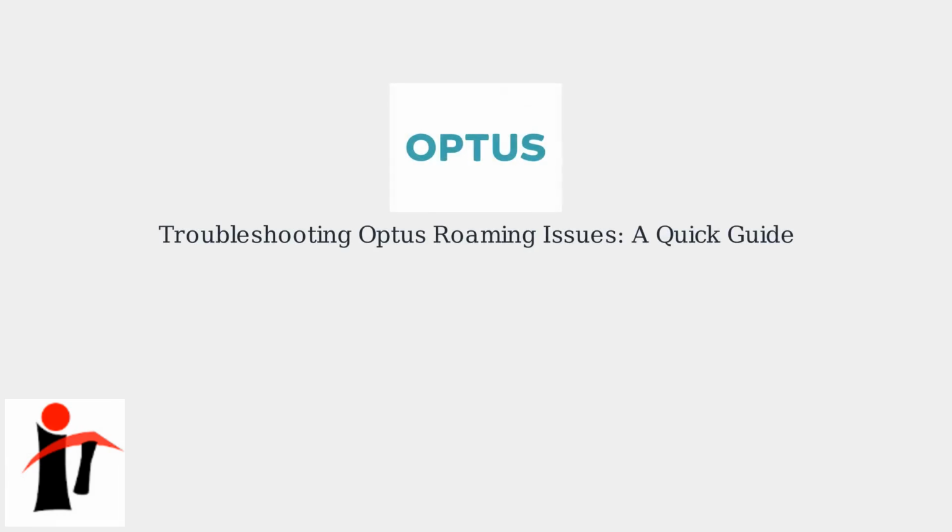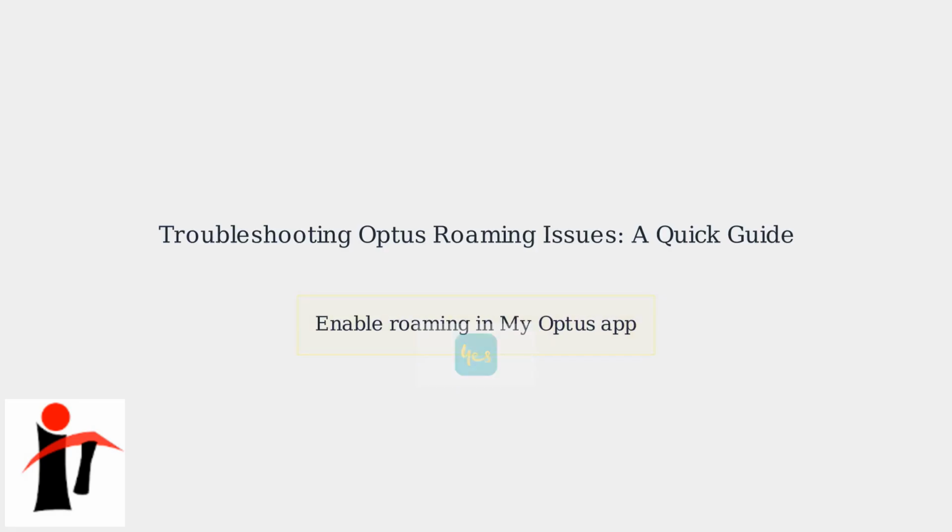Experiencing Optus roaming issues while traveling? You're not alone. Many users face connectivity problems, but most can be resolved with a few simple steps. First, ensure roaming is enabled in the My Optus app. Grant the app necessary permissions like location and network access.